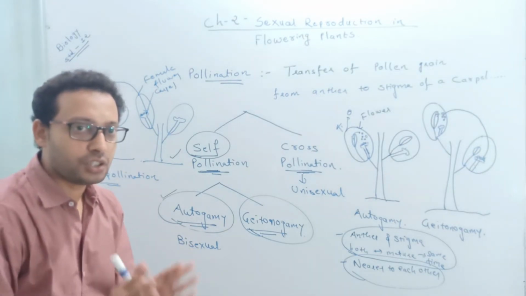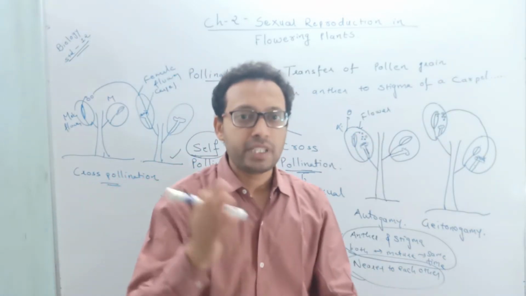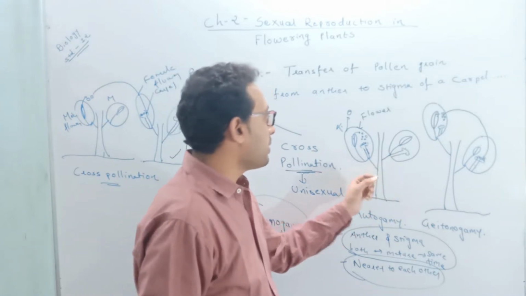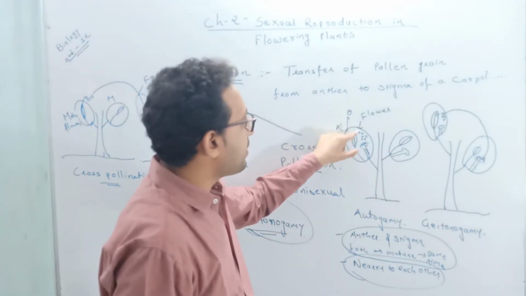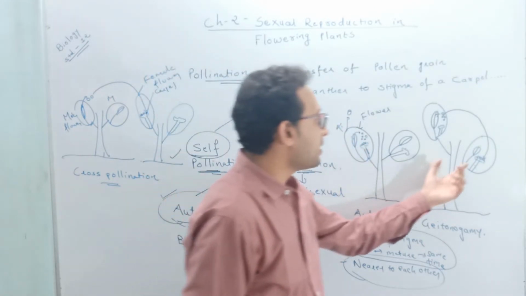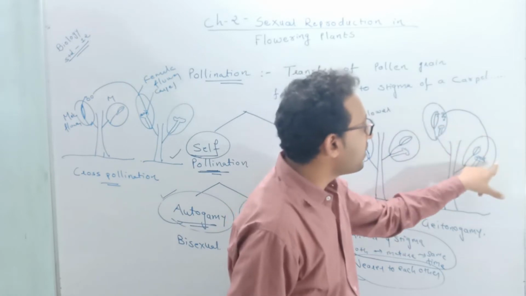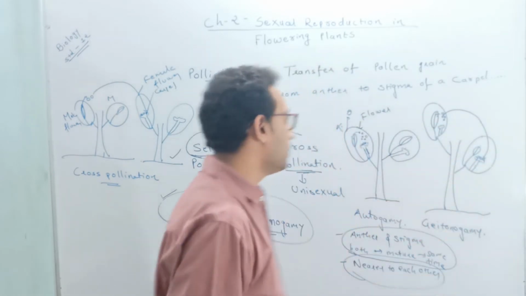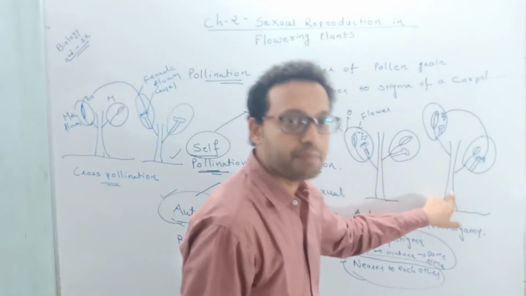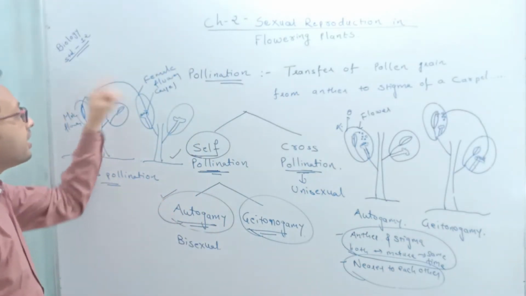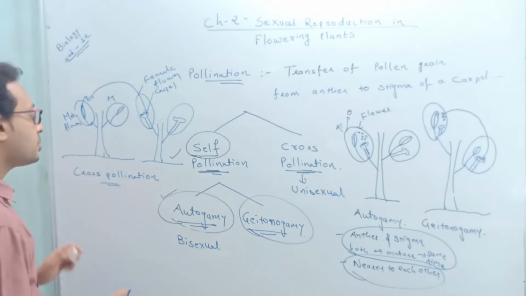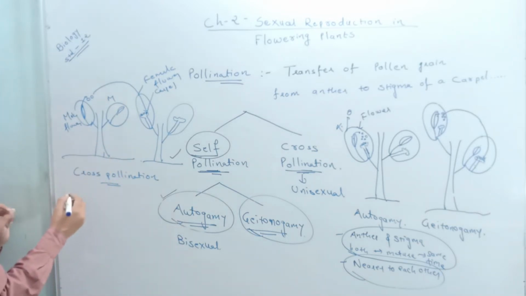I just revised the definitions so you can come to know the difference between autogamy, geitonogamy, and cross-pollination. In autogamy, the transfer of pollen grain is from anther to a stigma of a carpel of the same flower of the same plant. Here the transfer of pollen grain is to another flower of the same plant. Okay, here same flower, same plant in autogamy; in geitonogamy, another flower, same plant; and in cross-pollination, another flower, another plant. Okay, so this is a kind of hybridization that is going to be produced. So this is called cross-pollination.